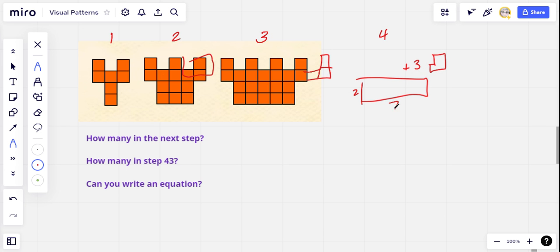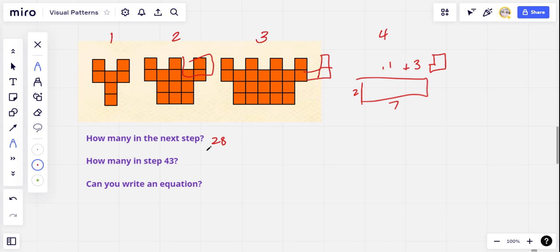So 2 times 7 would be 14. Oh, and then we've got to get all the other prongs, right? So 1, 2, 3, 4, 5, 6, 7, 8, 9, 10, 11. So 11 plus 3 would be 14. So 14 and 14. It looks like they're going to be 28 in that next step. So that's my prediction.